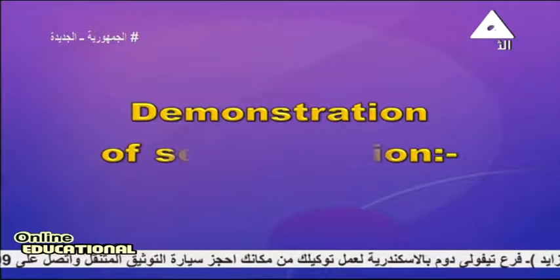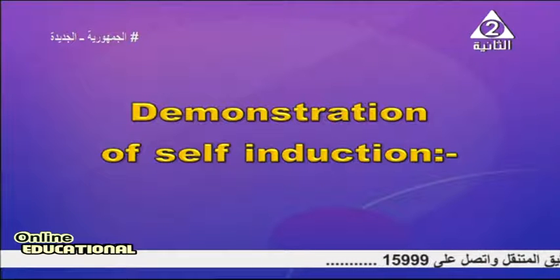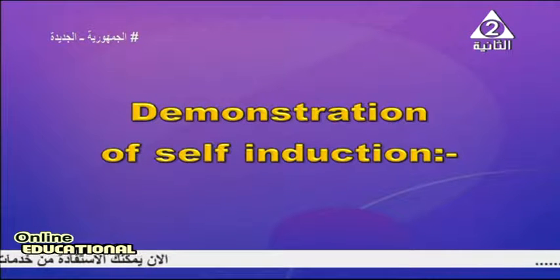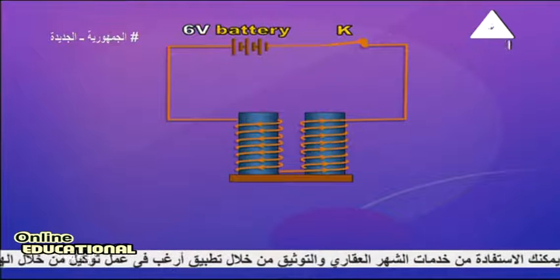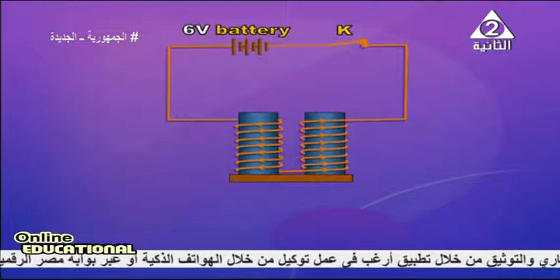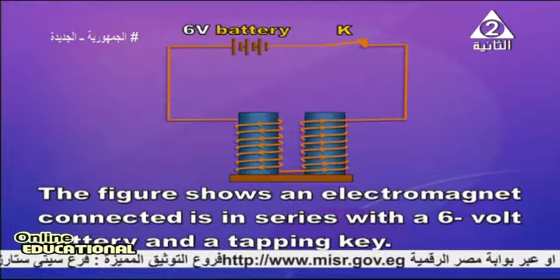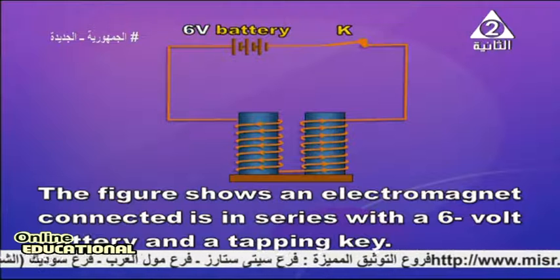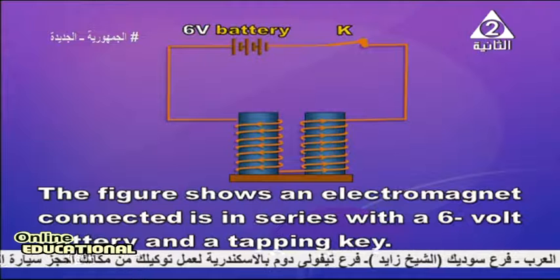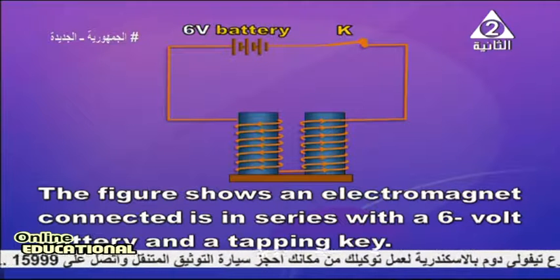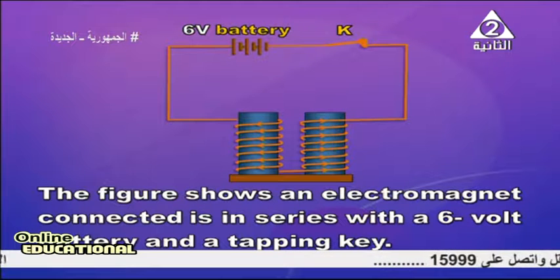And now, a demonstration of self-induction. How to demonstrate self-induction? In front of you, we've got a circuit that contains an electromagnet connected to a 6-volt battery and a tapping key. The figure shows an electromagnet connected in series with a 6-volt battery and a tapping key. So we've got a current flowing through the circuit, through the electromagnet.